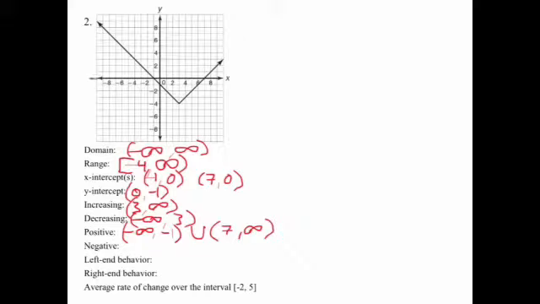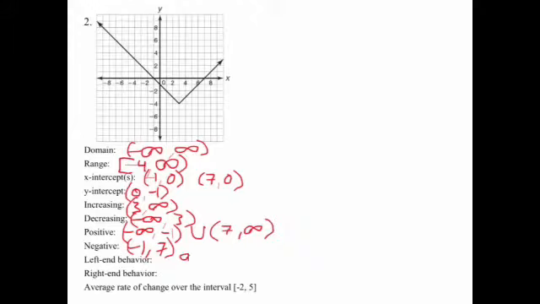And then we have to figure out where it's negative, meaning below my x-axis, and that's this section here in the middle. That goes from -1 until you reach 7. So from -1 to 7. Again, it's not negative at -1 or at 7, so we're going to have open brackets on those.